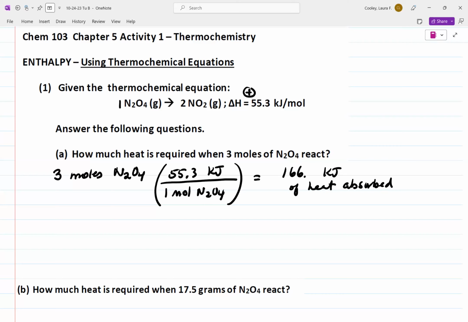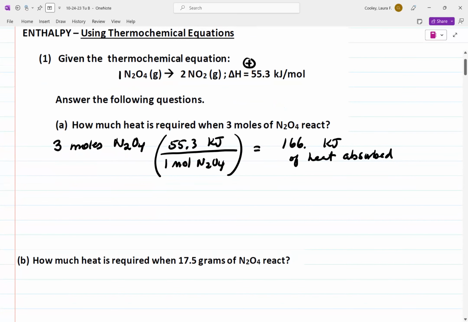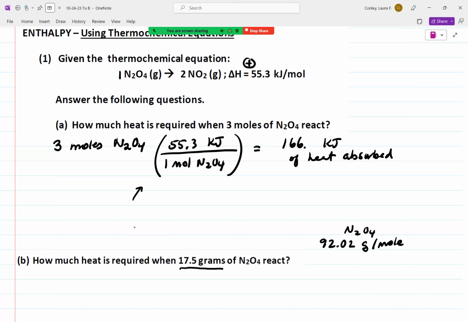Okay. And now this one, what do I have to do before I do something like this for this problem? You have to get the moles. So let me tell you what the molar mass of N2O4 is, because I don't want you to have to go through that trouble. It's 92.02 grams per mole for N2O4.